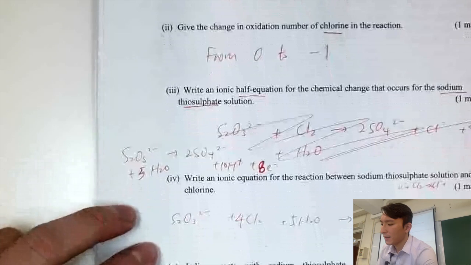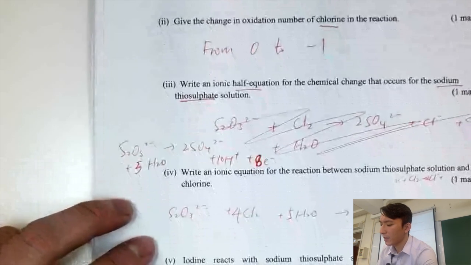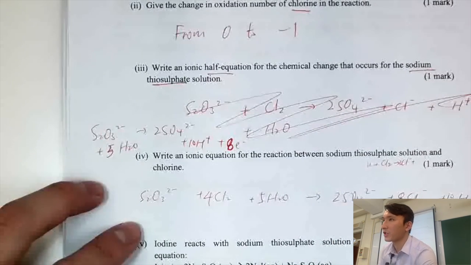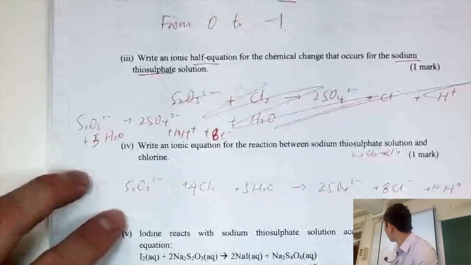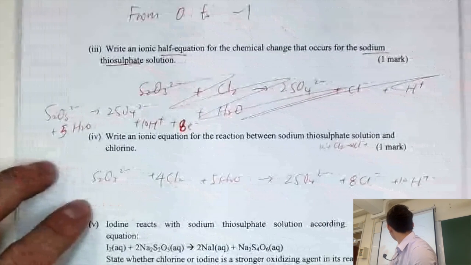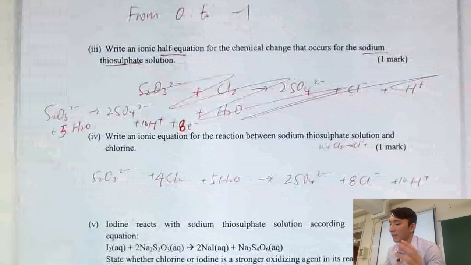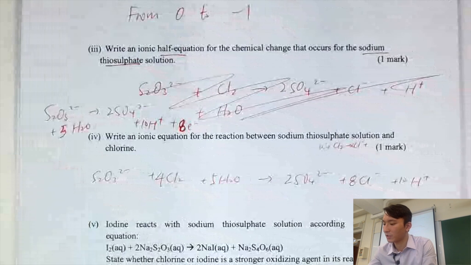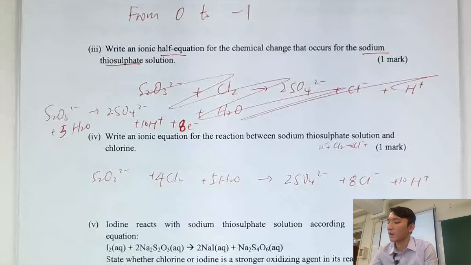And then, ionic equation, thiosulfate, chlorine, you just combine the 2 equations, then you should have something like this. Just combine 2 half equations. It should not be too difficult. Chloride, the reduction of chlorine should be easy to deduce.